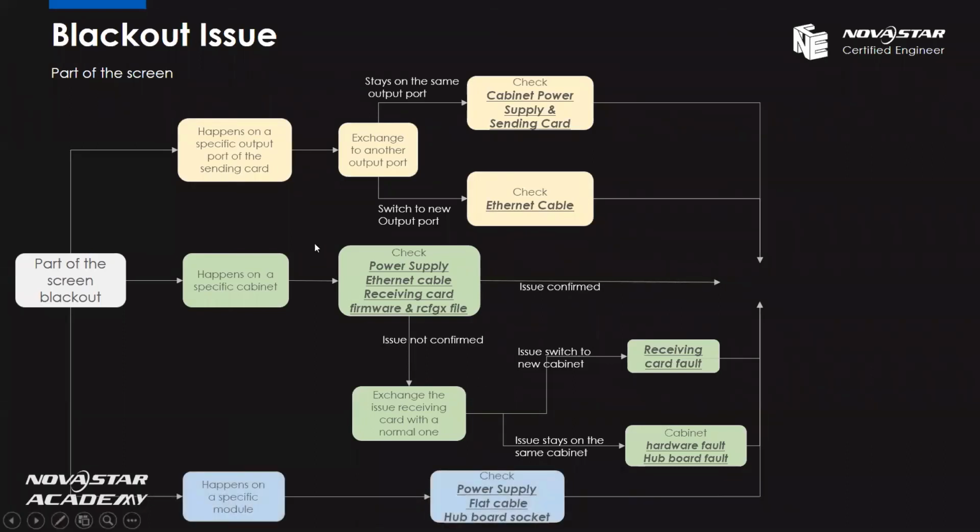Okay, and the third situation, if part of the screen blackout issue happens on a specific module, we need to check the power supply, the flight cable, and the hub board socket and get the solution. After all these points are checked, we can get the solution, and then the issue can be solved.